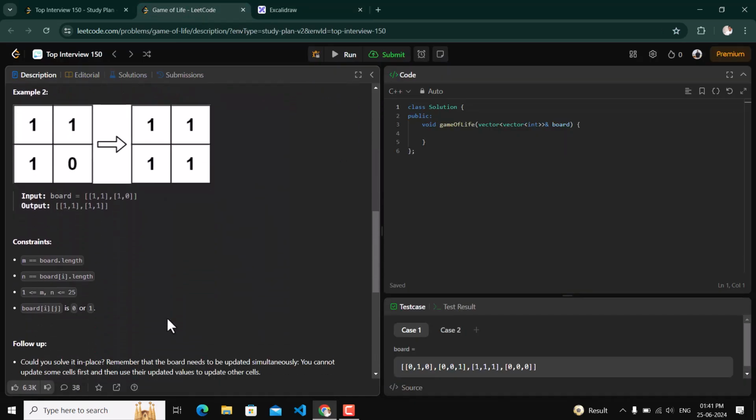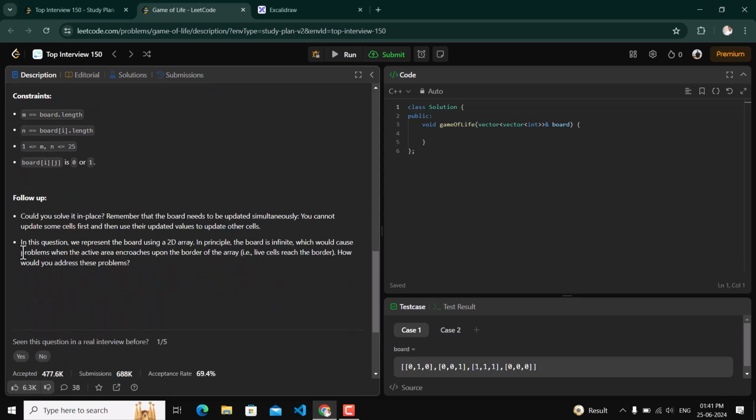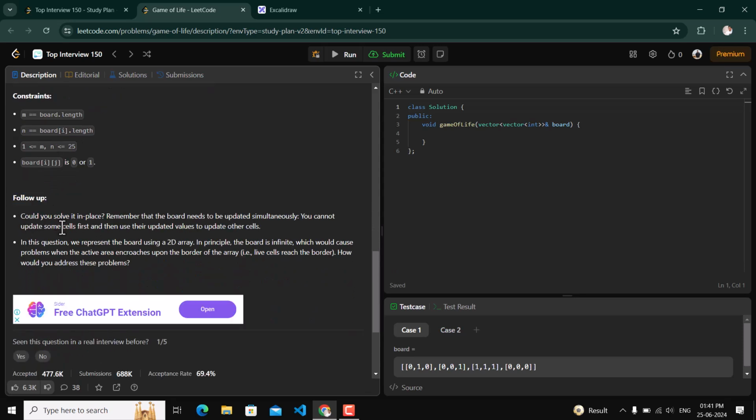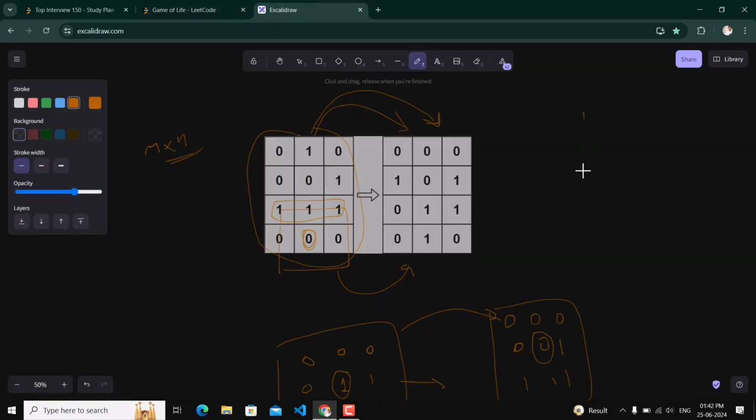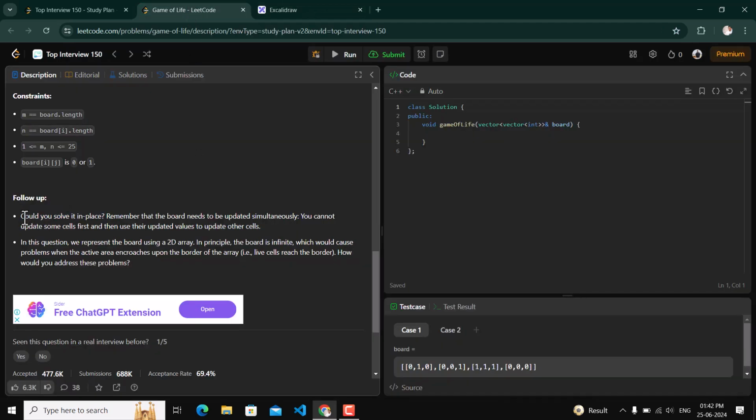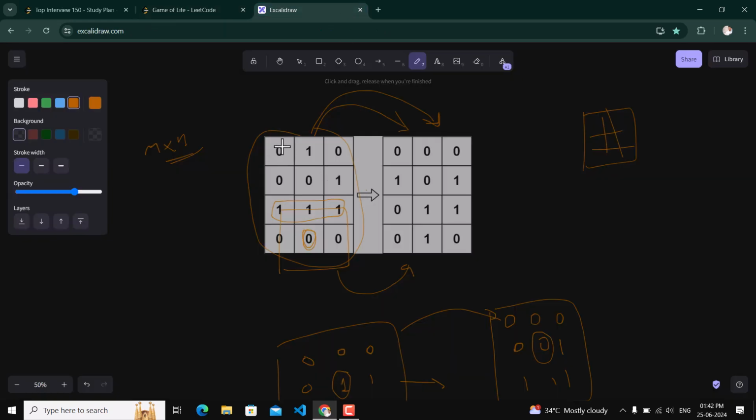Now what is given in the follow up? Could you solve it in place? We can use extra space, and we will discuss that approach in the solution, but we should try to solve it in place. We don't have to use any new space for the solution of this. Remember, now let's say we have to update the board simultaneously.